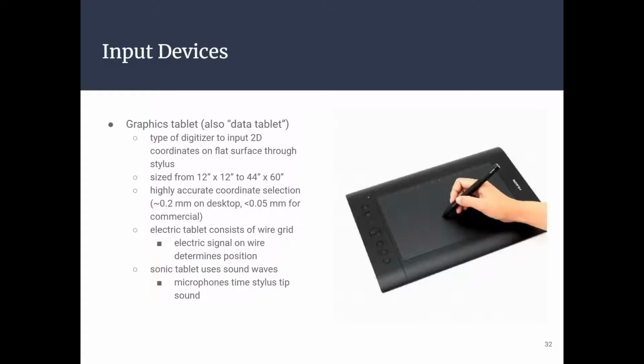Now we have graphics tablets, which are also called data tablets. They are a type of digitizer that inputs 2D coordinates on a flat surface through the use of a stylus. They can be sized anywhere from 12-inch by 12-inch up to very large 44-inch by 60-inch displays. They are highly accurate. On desktop versions, you will get about 1/5 of a millimeter in accuracy. In commercial models, you'll see 0.05 millimeters of accuracy or even less.